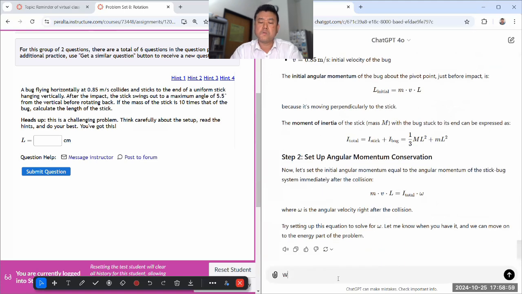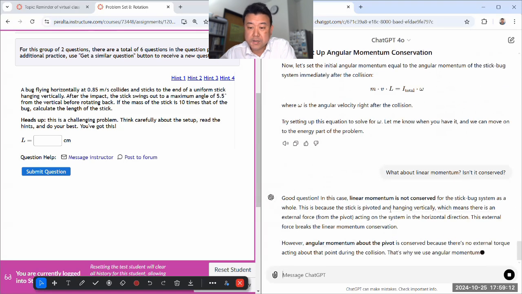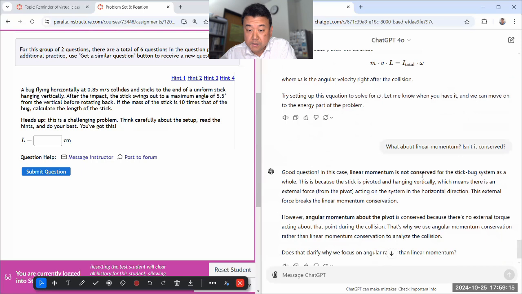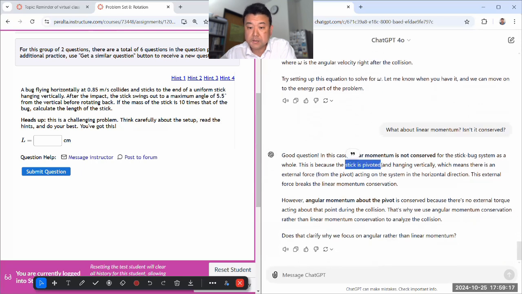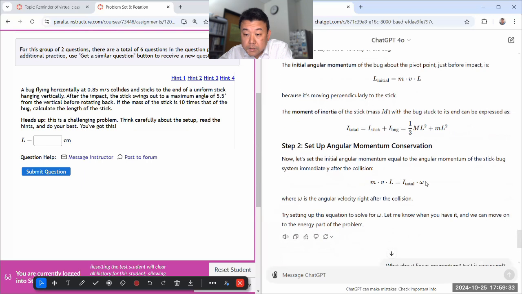Let me ask, what about linear momentum? Isn't it conserved? If you are asking it, then it should say that it's not conserved because the stick is pivoted, and in that pivot force is where there can be enough external force to change its momentum. So yeah, it has a setup that looks good. When you have it, we can move on.